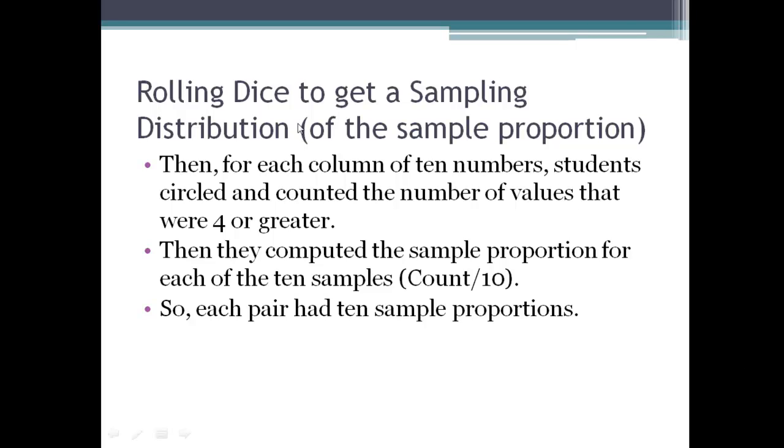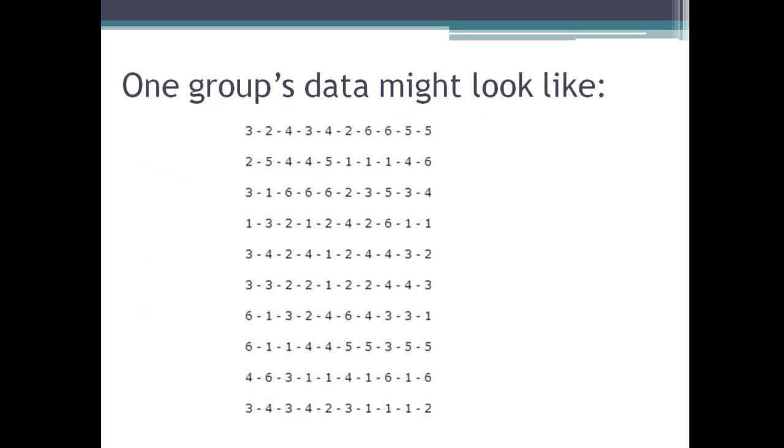Then, for each column of 10 numbers, students circled and counted the number of values that were 4 or greater. Then they computed the sample proportion for each of the 10 samples, so each pair had 10 samples. So it might look like this. In this case I have it the other way, 10 rows. Each one of those rows is one sample. So the first sample was, you roll the dice, and one of them had a 3, one of them had a 2, one of them had a 4, and so on.